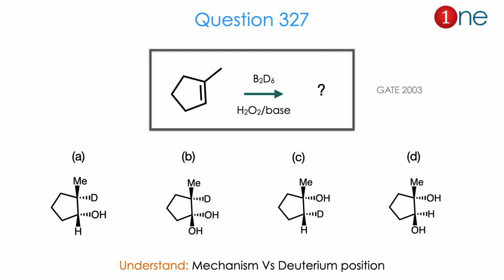So there are many possibilities you can have. Since it can be above the plane or below the plane, and it can be Markovnikov or anti-Markovnikov, 4 different answers are given here. From the asymmetrical alkene and addition of borane, you might realize the question is really about mechanism versus deuterium position. The answer is A. Let us see how.